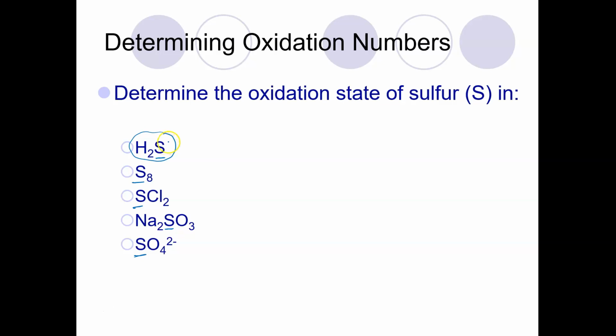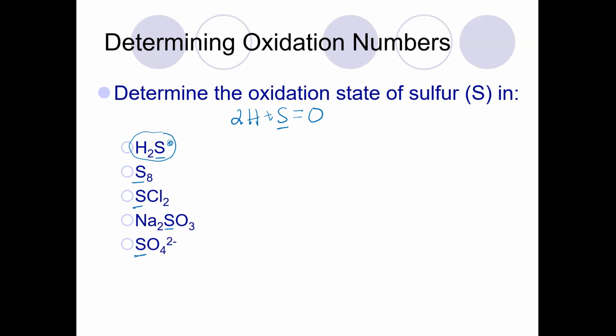Well, this is a compound. And I know it's a compound because there's nothing right here. So what that tells me is I make myself a little algebra equation. Well, there are 2 hydrogens, and there's 1 sulfur in this. And their charges are going to add together to equal 0. We're trying to solve for sulfur. So we need to substitute in a charge for hydrogen.